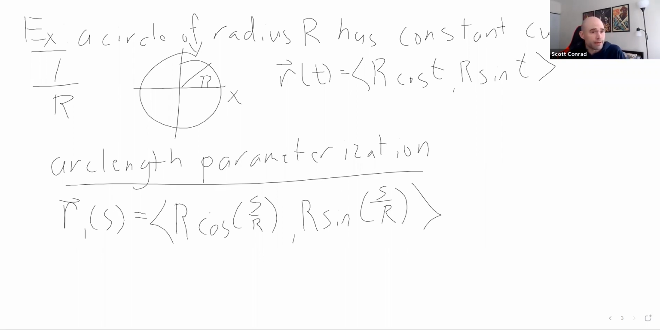So you can check, if you like, that this has, you can take the derivative to get R prime and take the magnitude of R prime. The speed is going to be a constant 1 in this case. Okay, so let's calculate the unit tangent vector, take the derivative, then take the magnitude, and then that'll be the curvature.